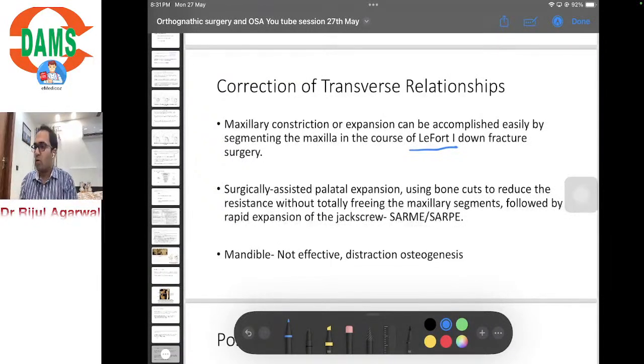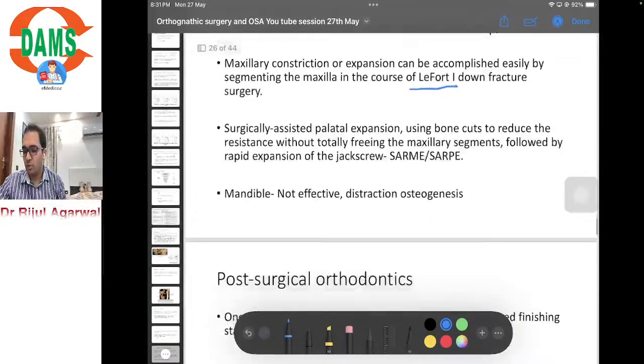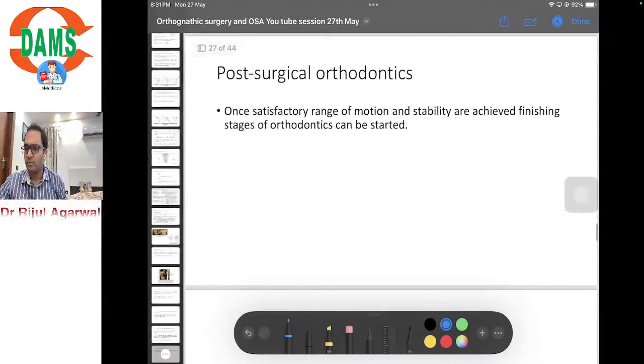Whereas in the mandible, as we all know, there is no suture present which would help in carrying out this expansion. So we do distraction osteogenesis. We don't have a mid-palatal suture in the mandible. The mandible is a single complete bone, if you remember from embryology classes, so simple expansion is not effective. Distraction osteogenesis is most commonly carried out. After the surgery is done, post-surgical orthodontics is done.